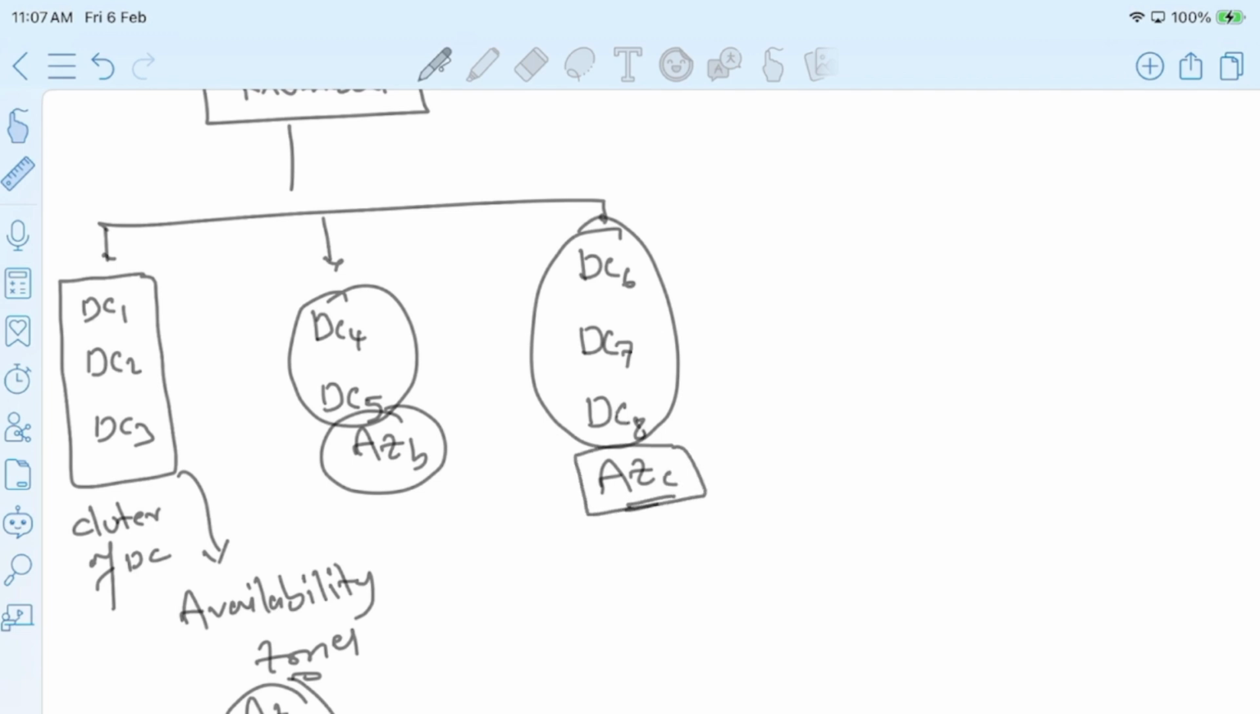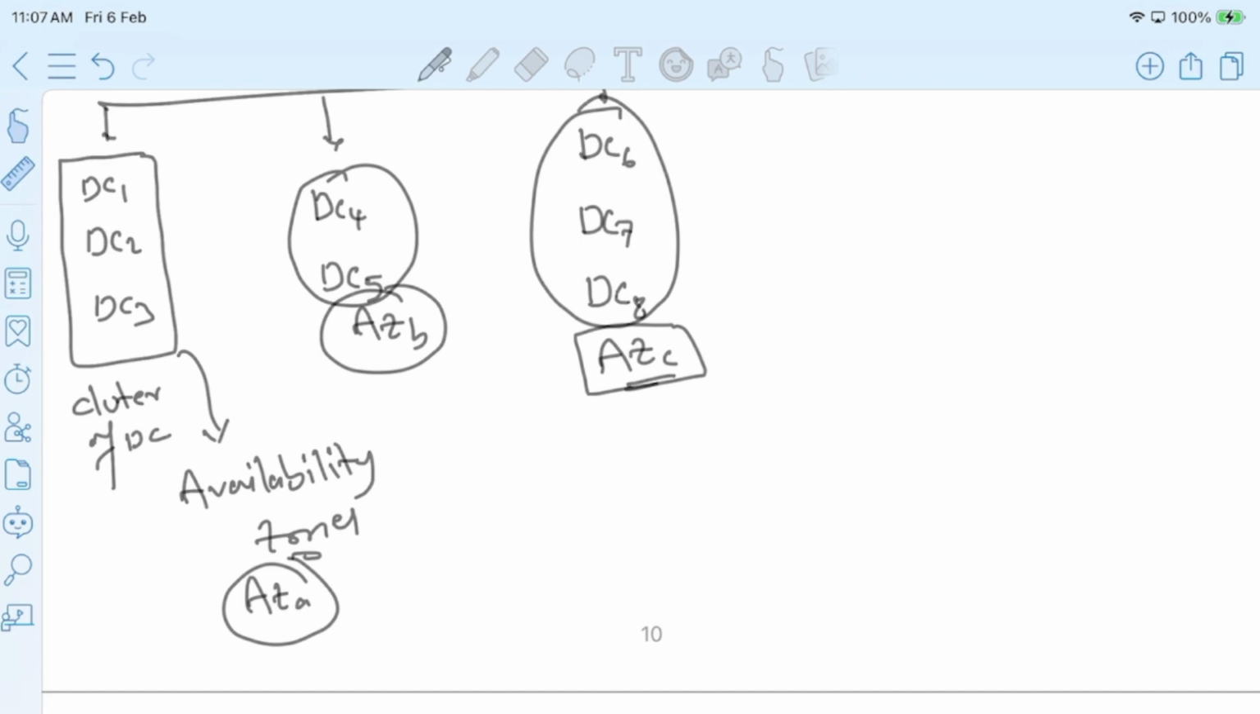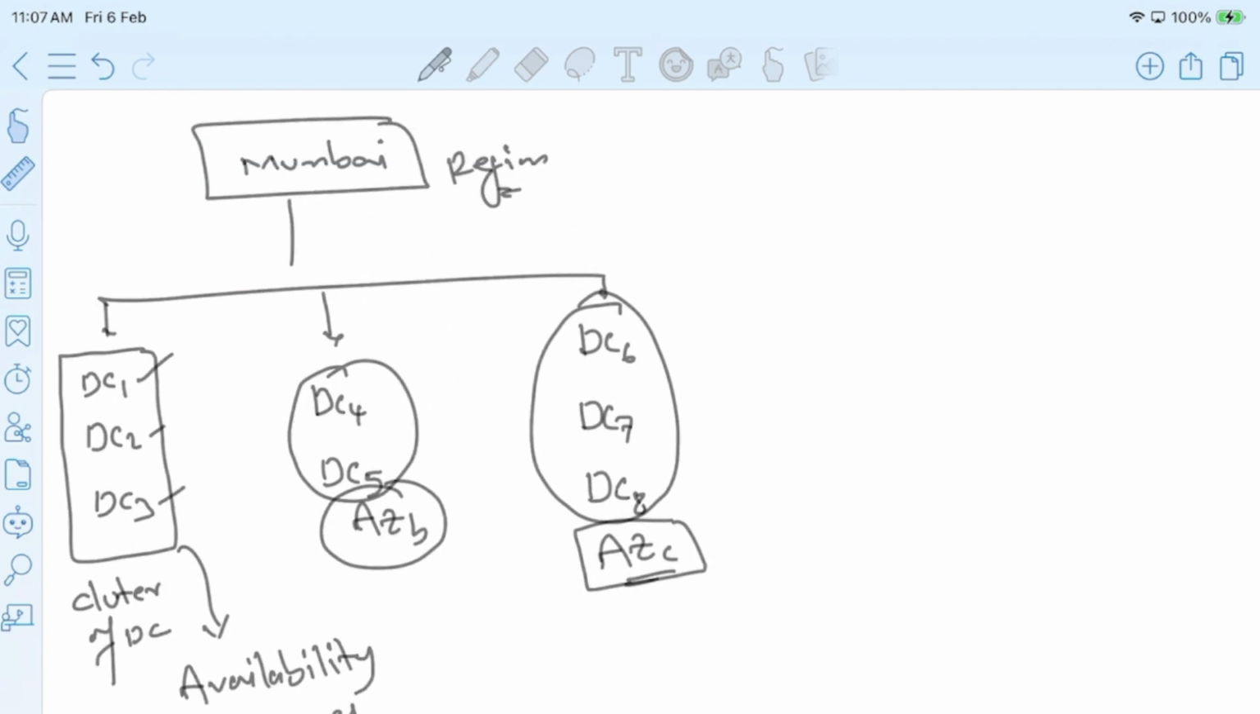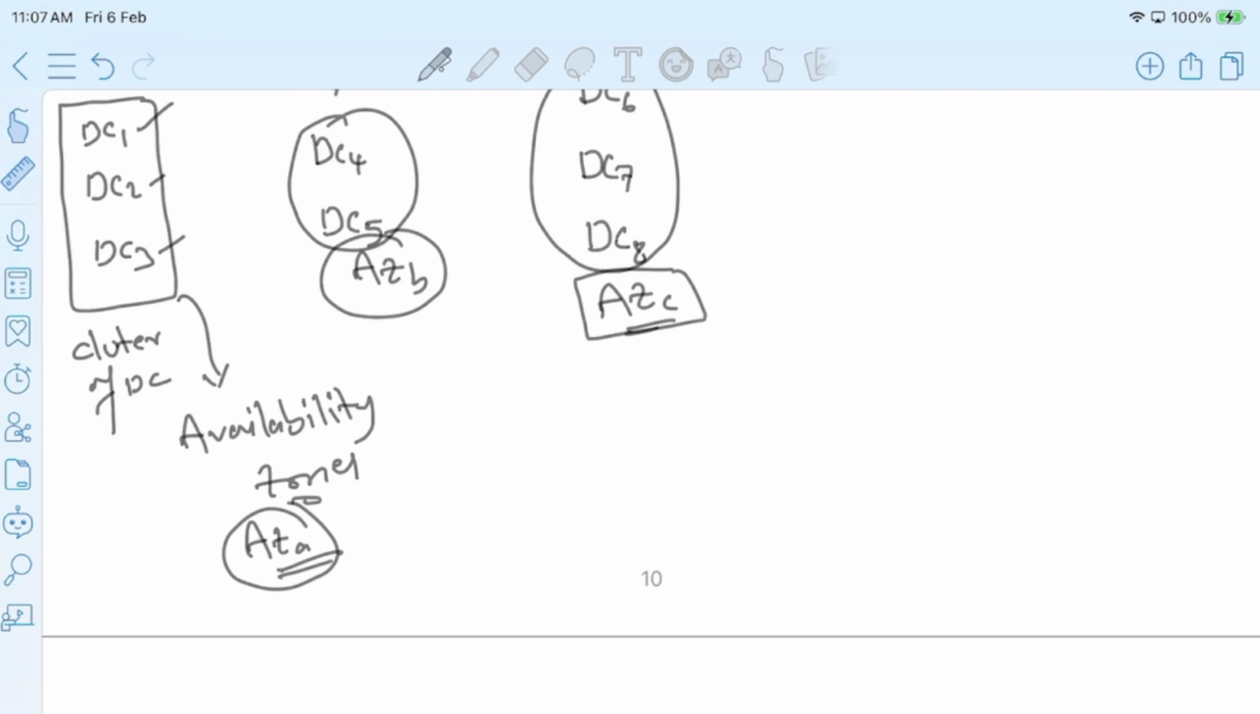What is an availability zone now? Availability zones are part of the regions, and each contains one or more physically separated data centers. Each availability zone is one or more physically separated data centers, and it is part of a region. Here our region is Mumbai, and we have three availability zones inside this Mumbai region. An availability zone is a grouping of data centers. Each availability zone contains more than one data center. It is a cluster of data centers.